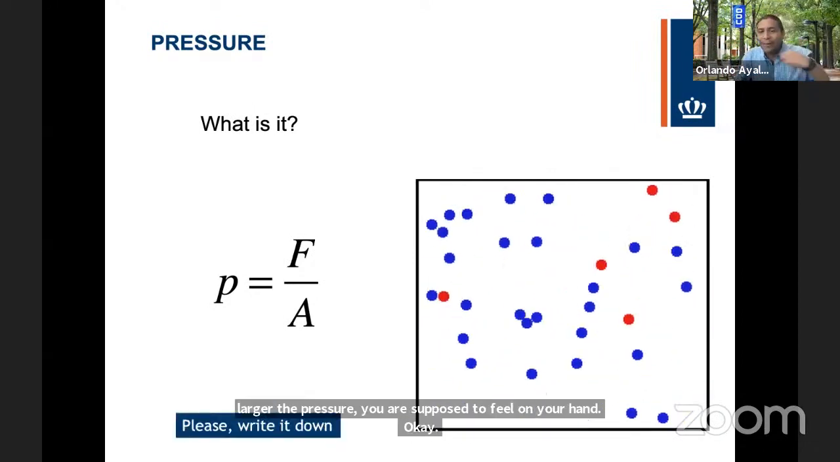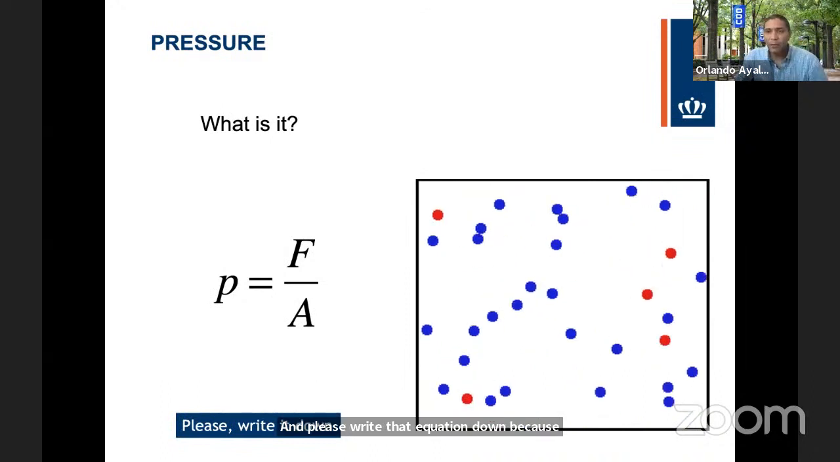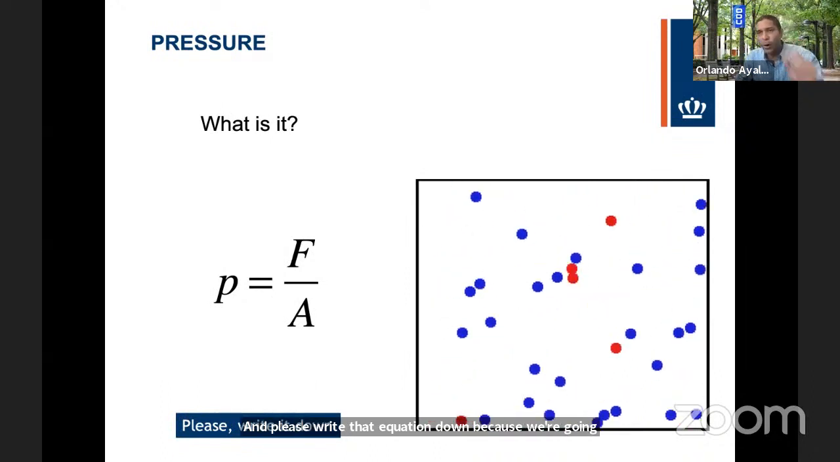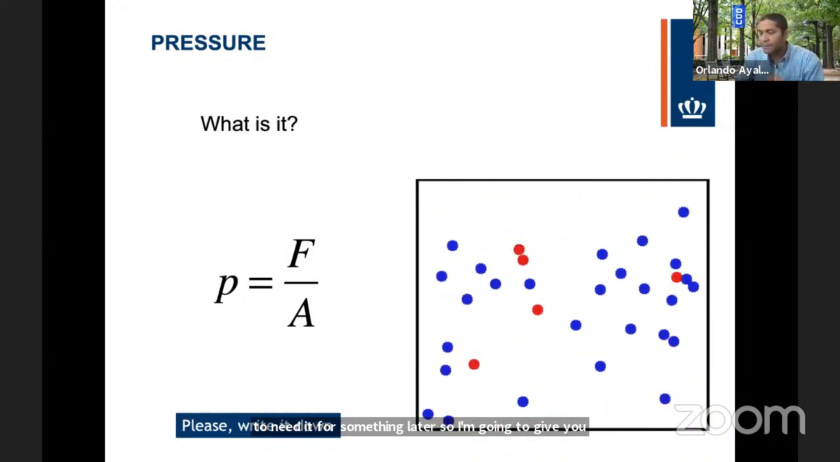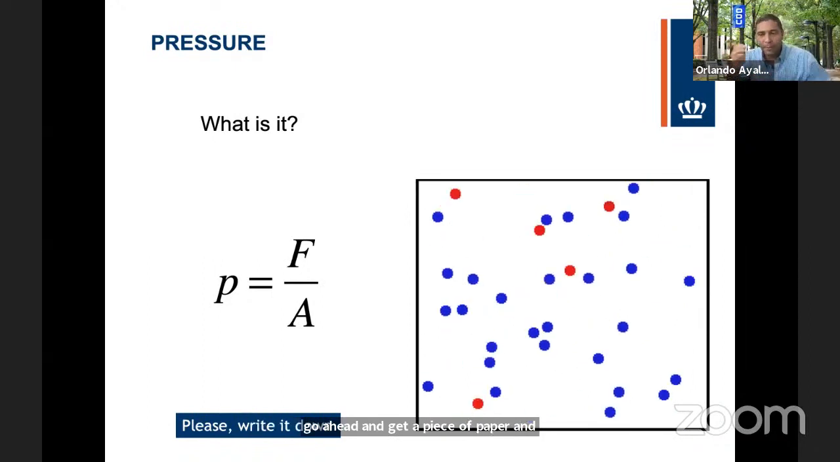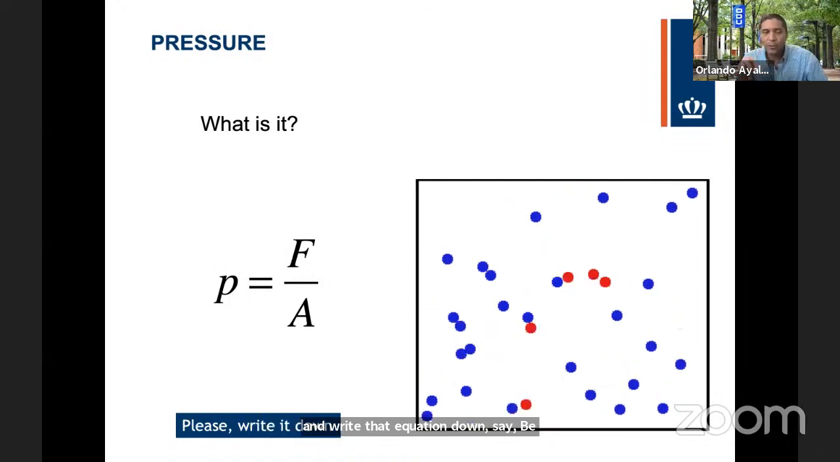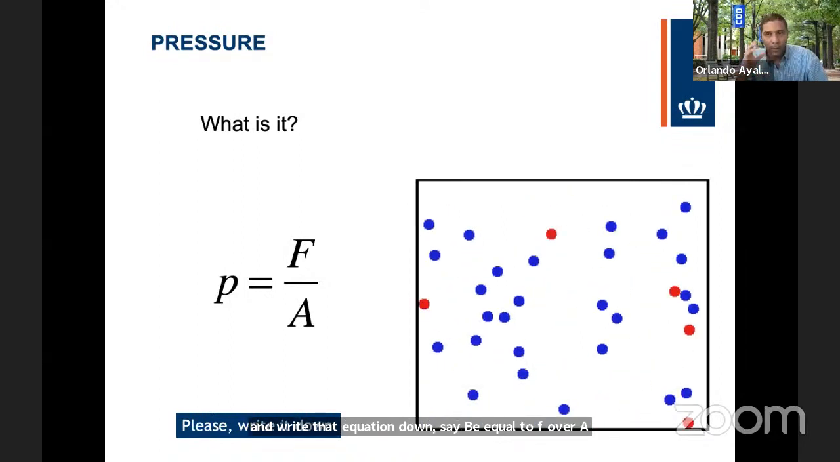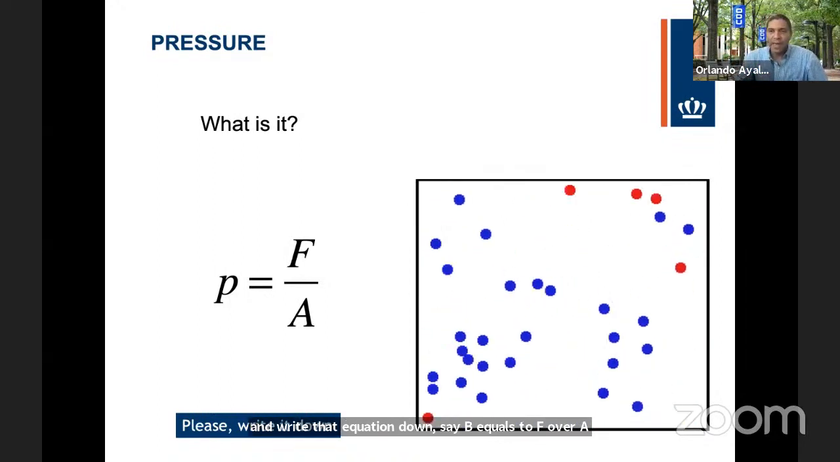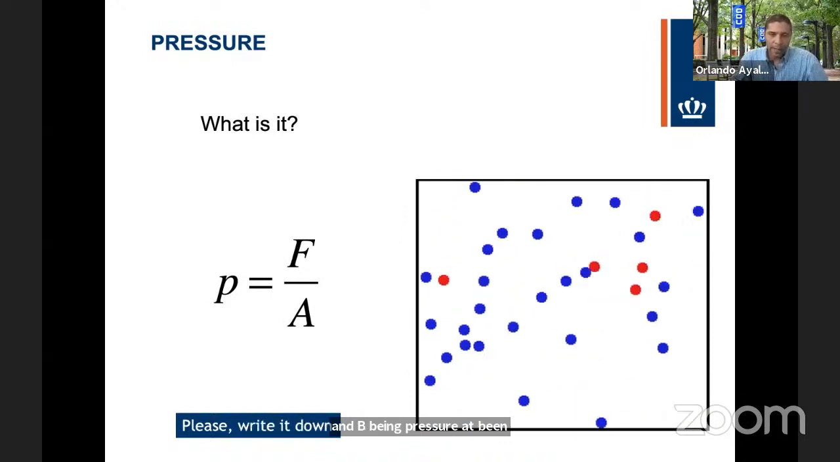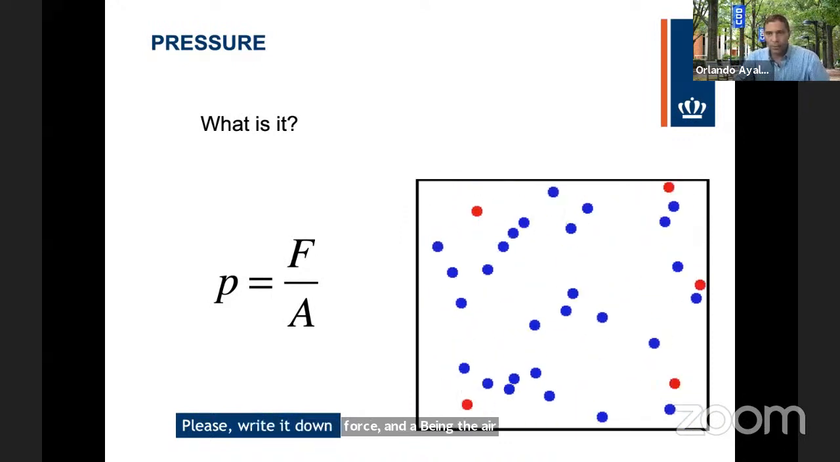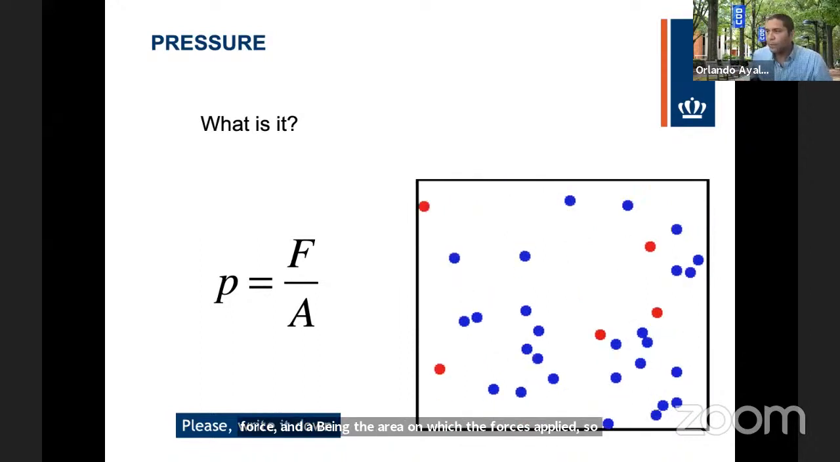And please write that equation down because we're going to need it for something later. So go ahead and get a piece of paper and a pen or a pencil and write that equation down. Say P equals F over A, with P being pressure, F being force, and A being the area at which the force is applied to. So please write it down.